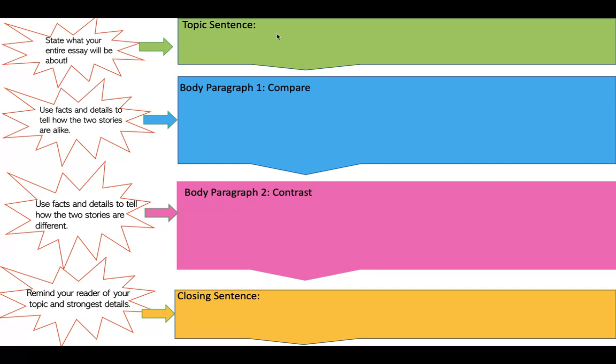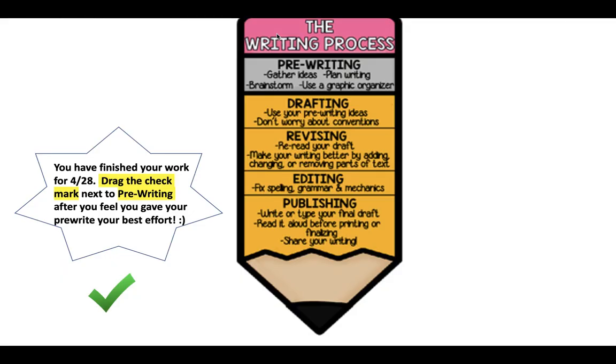All right, so this is where you can continue to create the information. You have one graphic organizer, then you can move on to the next one, and you can try to keep adding details as you go. All right, here's the calendar, right? So when you're done doing your pre-writing, you're going to drag this green check mark.